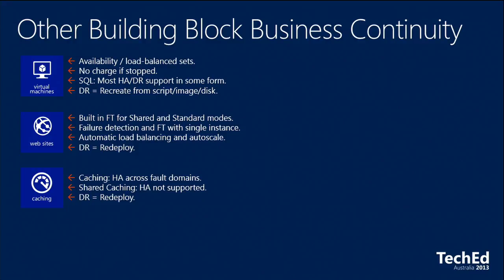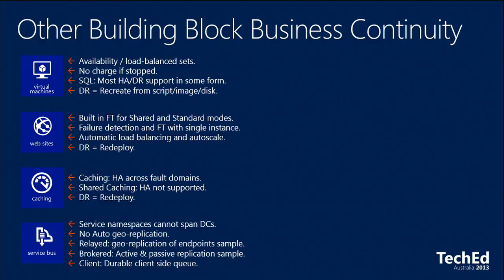But the difference is with HA around caching, what caching HA will do is actually create replicas of all of your objects across fault domains. It is across fault domains though, and not across data centers. If you want to do it across data centers, you need to redeploy this when you redeploy in a disaster.